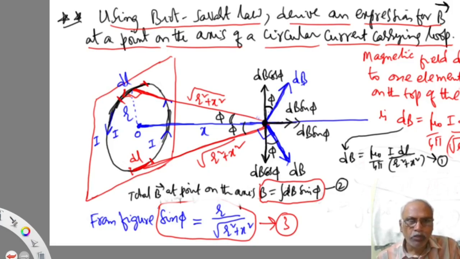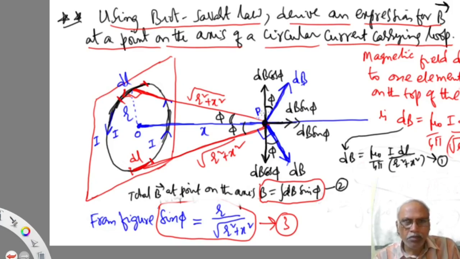We have taken one loop, and we have taken one point P at a distance x from the loop. Suppose that point is P. At P, due to one element dl, there is a magnetic field dB. The dB you have to divide into two components, dB sin phi and dB cos phi.